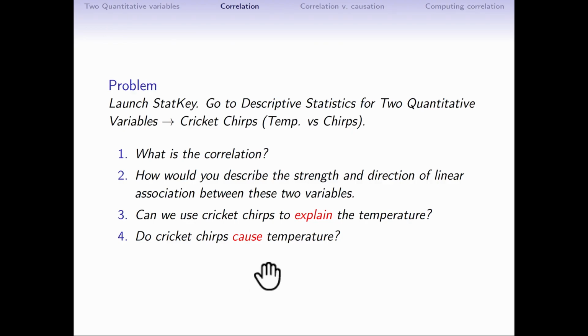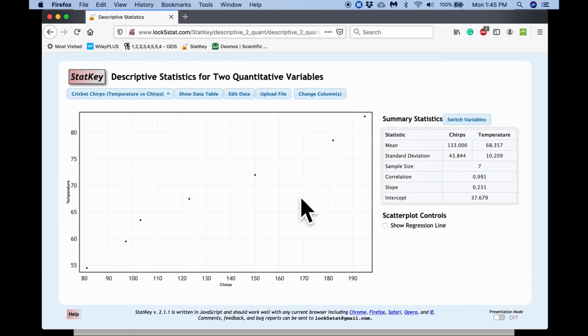Now, do the cricket chirps cause the temperature? And the answer is, of course not. At least we can't get there from this data. This data is mere observations. This is just observing crickets chirping and recording the ambient temperature. And since we did not take any pains to control the explanatory variable, in this case the chirps, there's no way that we can conclude any causal relationship between the number of chirps and the ambient temperature.